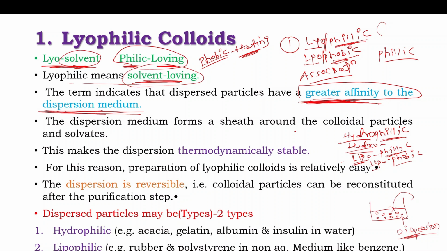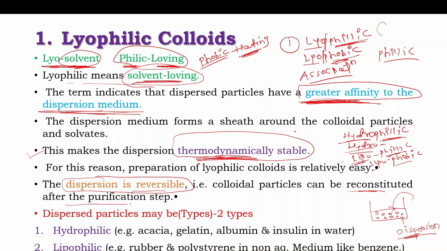When we talk about its stability, the interaction is good, so it can be thermodynamically stable, and their dispersion is reversible. Why is it reversible? Because the colloidal particle can be reconstituted after the purification step. So these are the reversible colloids.